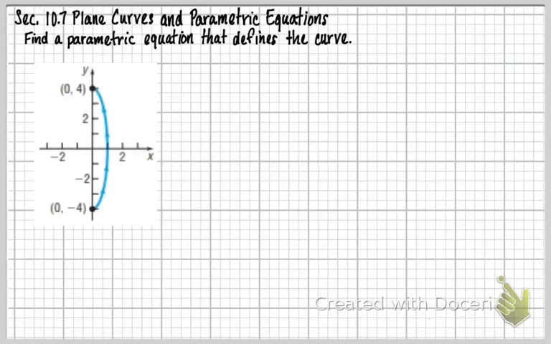Now take a look at this problem. It says find a parametric equation that defines the curve. So if you look at this one here, notice this one's circular. So anytime we start looking at these circular paths, think of sine and cosine. Okay, so my x could be sine of t, and my y could be cos of t, or vice versa.